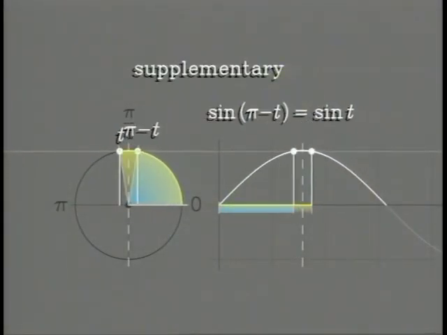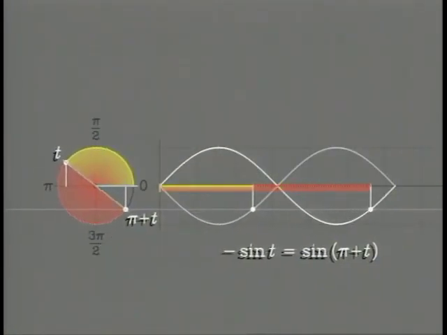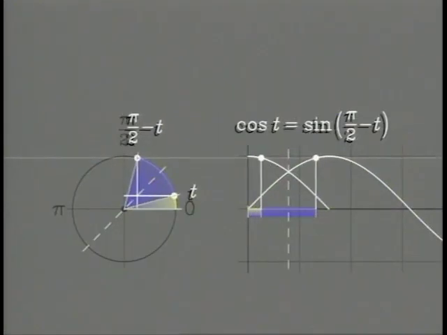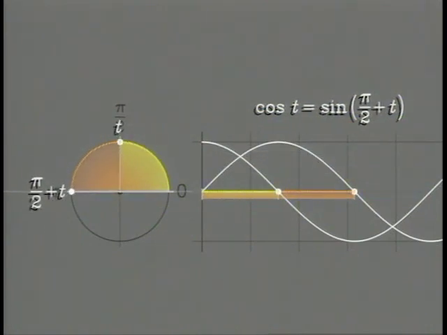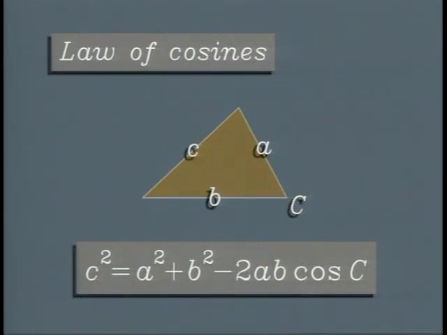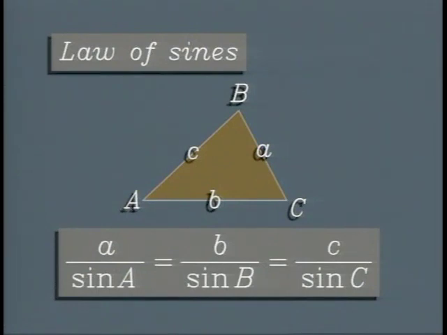This program has revealed only a small sample of the interesting properties of sines and cosines. In the next program, we'll explore new properties. For example, we'll learn about the law of cosines, which relates the lengths of the sides of any triangle. We'll also learn about the law of sines, which says that in any triangle, the ratio of the length of a side to the sine of the opposite angle is constant.